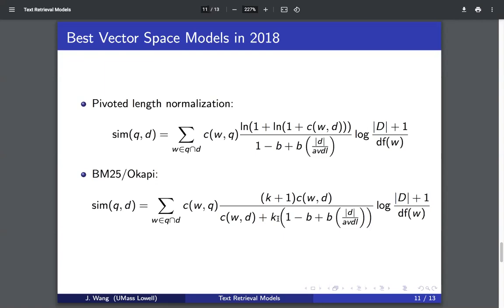So B here, as I said earlier, B here is 0.75. So 1 minus B is 0.25. That's why it's called BM25. That's where that 25 comes from. And for this K value, it's equal to 1.2. So you select this, and it comes up good for the second method. For the first method, you can put B as 0.75.